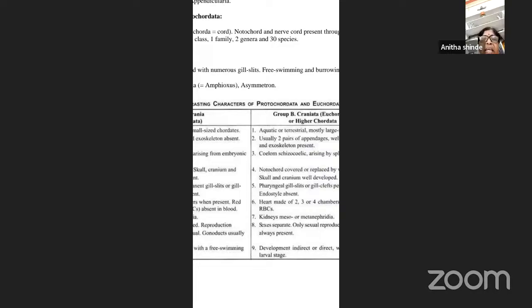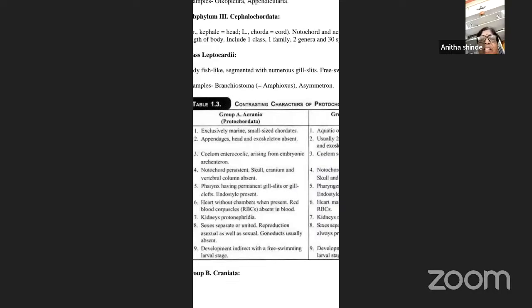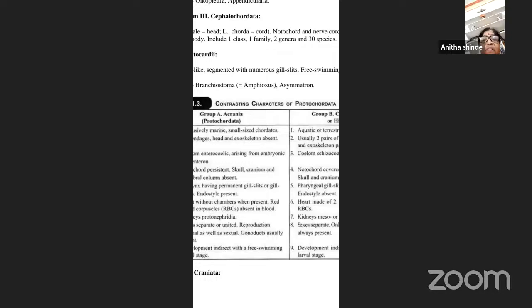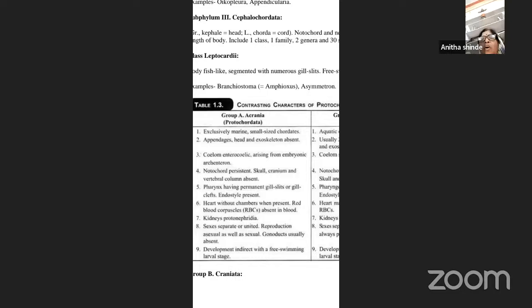Heart is present without chambers. Red blood corpuscles are absent in the blood, and here the heart is made up of 2, 3, or 4 chambers. Blood contains RBC. So that is the difference between protochordates and the euchordates. In protochordates, you don't find the red blood cells, so the circulatory system is closed. Whereas in case of the chordates, the circulatory system is open. So the closed type of circulatory system lacks RBC, whereas the open system includes the RBC. That is the difference in the circulatory system.